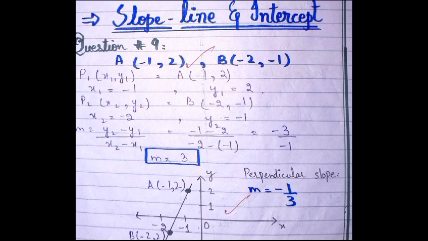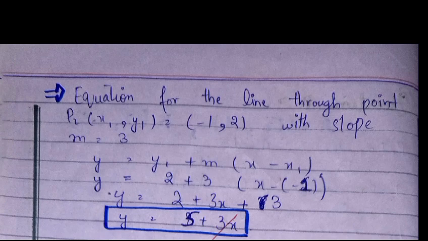So the perpendicular slope will be m equals minus 1 over 3, and we draw the graph according to the given points A, which is (minus 1, 2), and B, which is (minus 2, 2). After plotting the graph, we have the equation for the line through the point P2, which is (x1, y1) equals (minus 1, 2), with the slope m equals 3. So we put in the equation, which is y equals y1 plus m into (x minus x1), and by putting the values in the equation, we get the answer of y.